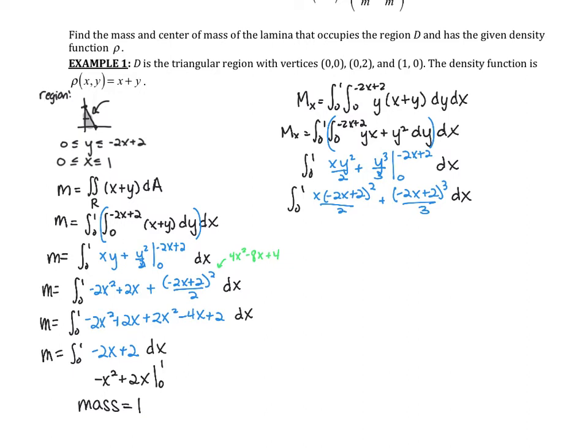Now, I'm going to have to take some shortcuts, I think. If we look at this first one, if all I had was this x here, this piece is the same as this piece. So I know it's going to be 2x squared minus 4x plus 2, but I'm multiplying everything by x. So that simplifies that just a little bit. So this will be 2x cubed minus 4x squared plus 2x.